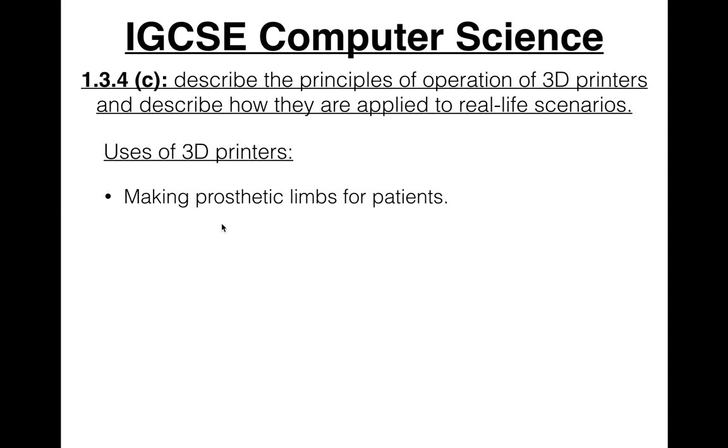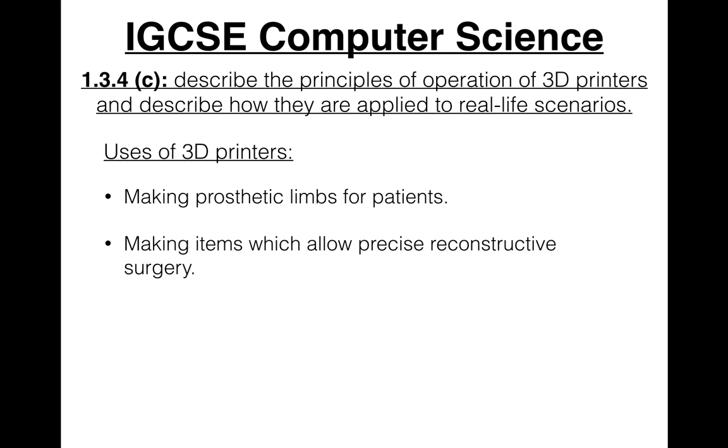You can imagine building up the design in CAD software and then printing it. So you can be pretty accurate with this, or you could use a 3D scanner to scan some of their other limbs. You can also make items which allow precise reconstructive surgery. It's kind of similar, but if you need to reconstruct someone's, say, face, then you can be really precise with what you print in order to put it on the person's face.